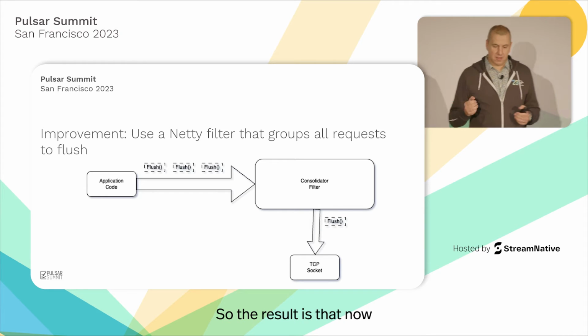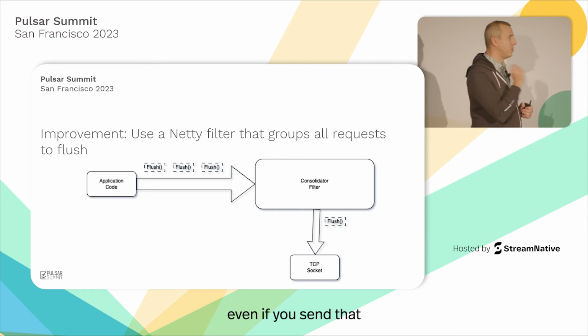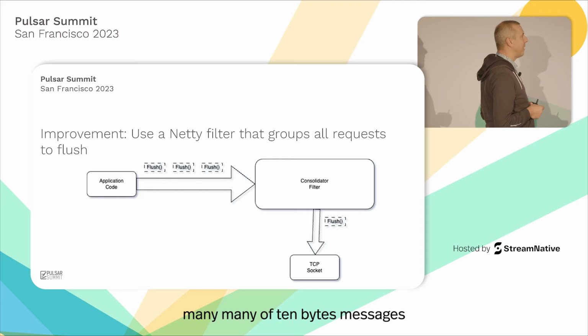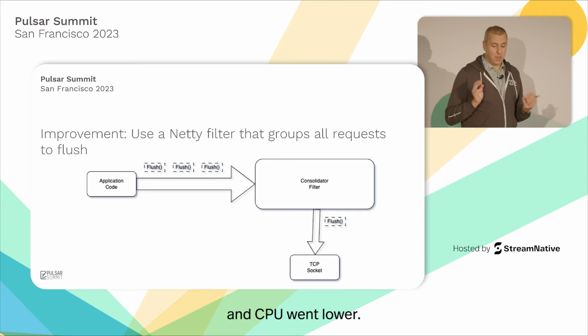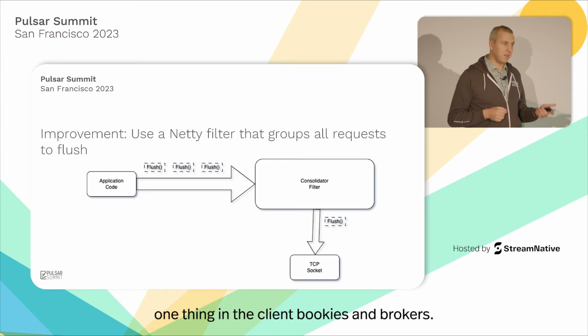So the result is that now the TCP packets are way bigger, can be like several kilobytes, even if you send many 10-byte messages, and CPU went lower. So this change went in the clients, bookies, and brokers.